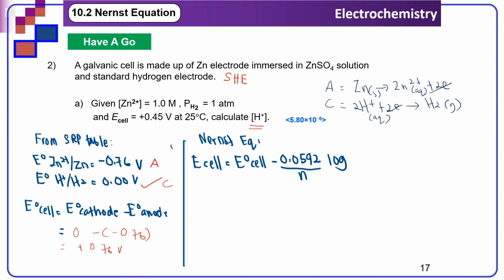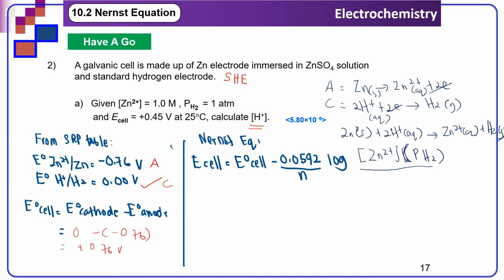The 2 electrons we can cancel. So the overall equation is zinc solid plus 2H plus aqueous produce zinc 2 plus aqueous and hydrogen gas. So our Q is the concentration of zinc 2 plus times the pressure for hydrogen gas, divided by the concentration of H plus to the power of 2. Why power of 2? Because there are 2 moles here. Zinc solid is excluded from the expression Q. Then, using the data given, you can calculate the concentration of hydrogen ion.